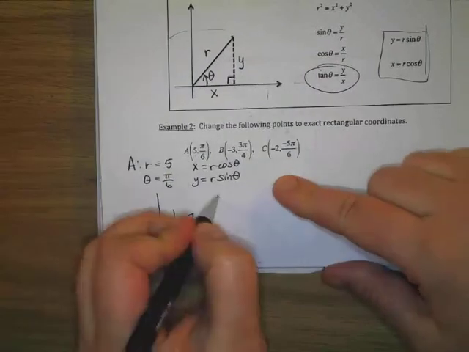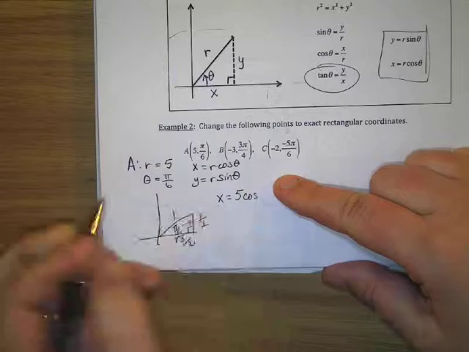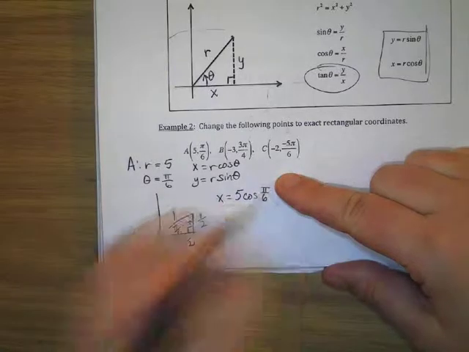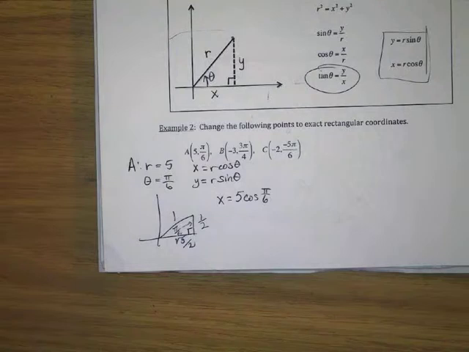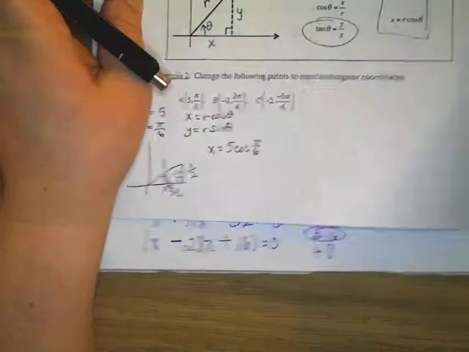So X equals my radius, which is 5, times the cosine of pi over 6. But I have my triangle, so do I know what the cosine of pi over 6 is? Yeah.